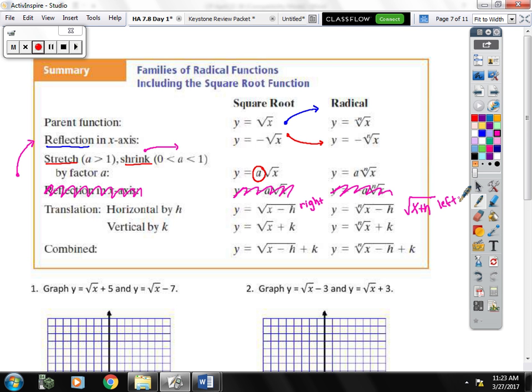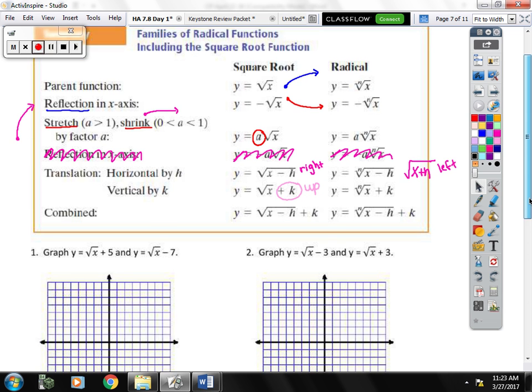The plus or minus outside the radical is up or down. So this right here would be up. Obviously, if we had a minus k or subtracting k at the end, it would be down. And then you can combine them and have left and up or right and down accordingly. But you just need to recall those little rules from chapter 5.